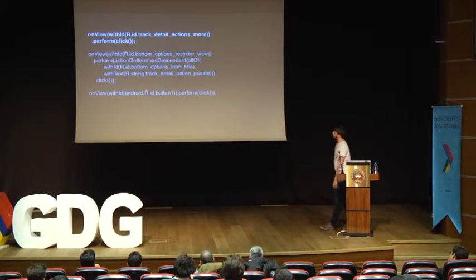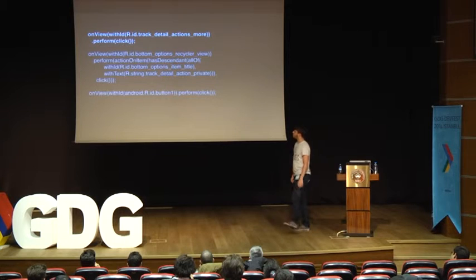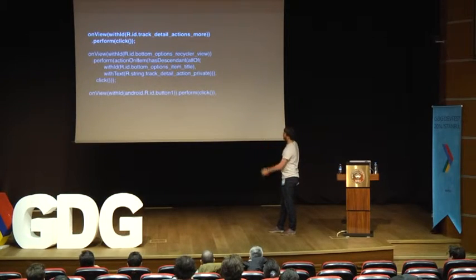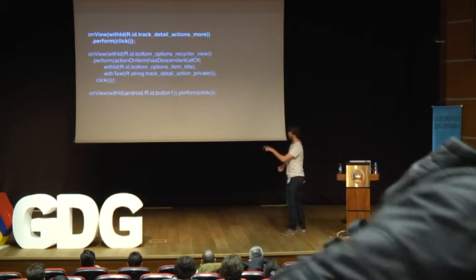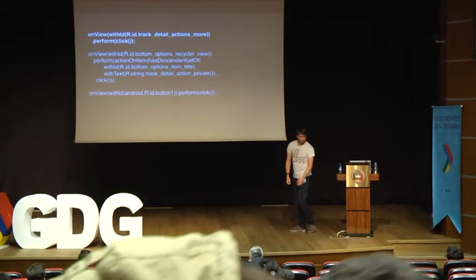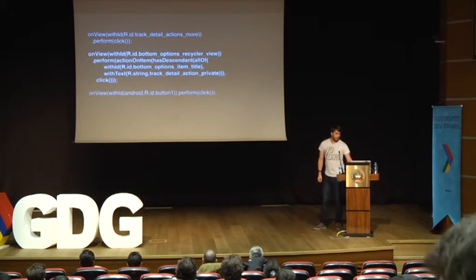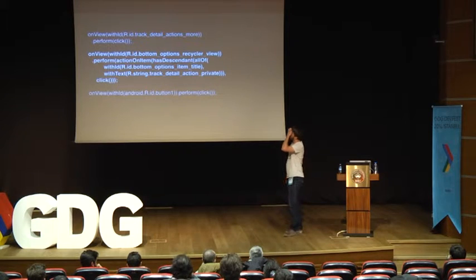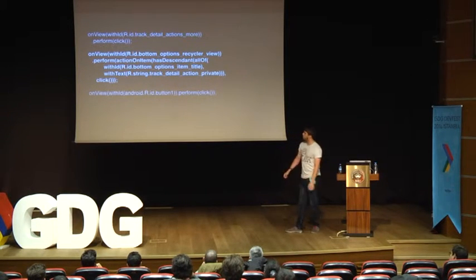So with Espresso code, that's how you would write it. You can see it's really verbose, really long. You don't even know how to indent it properly. The first line says, on the view with the ID track detail action more, so the three dot button, I want to perform a click. That's easy. The second one is a bit more, how do I put it, I didn't even know how to indent it properly.